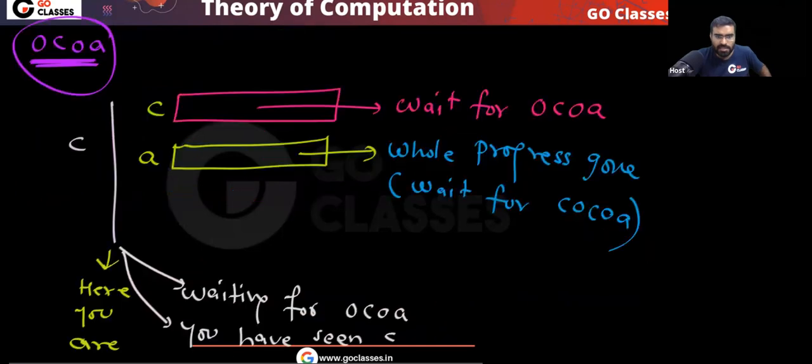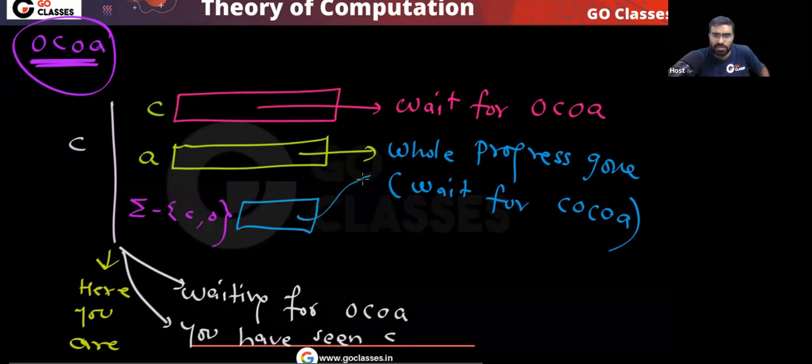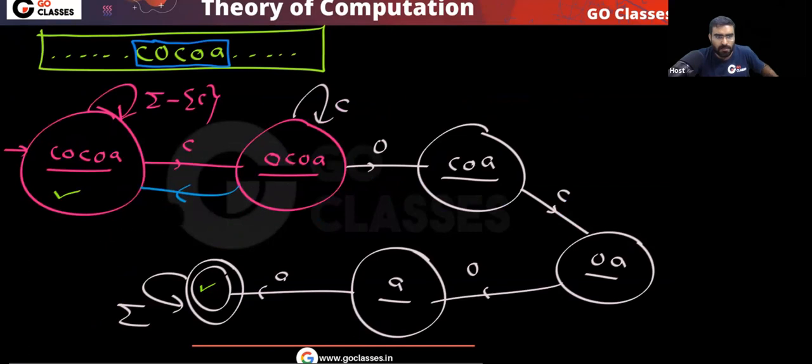If you notice, if any other symbol comes, any symbol other than C, O, then what will you do? The same thing: the whole progress is gone. You will wait for C, O, A again. So I can say that if any symbol other than C, O comes, you will go to the initial state. Very simple. Now this state is also over.